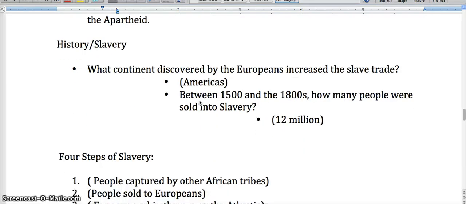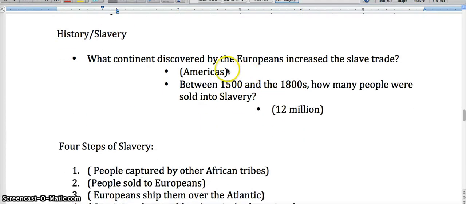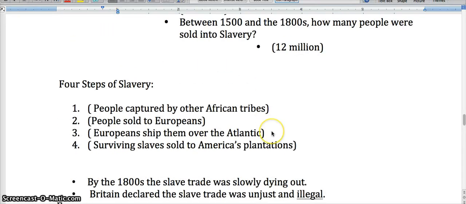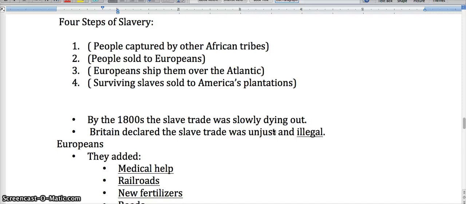The other history in Africa we talked about was the slave trade. Remember, what continent sparked the slave trade? Which would be the Americas, North and South, which we've already covered this year. Also, between the 15th and 1800s, there were 12 million people sold into it, and they usually followed this pattern that we've talked about. People were captured by other African tribes, sold to Europeans, shipped over the Atlantic, and surviving slaves were traded to the plantations.